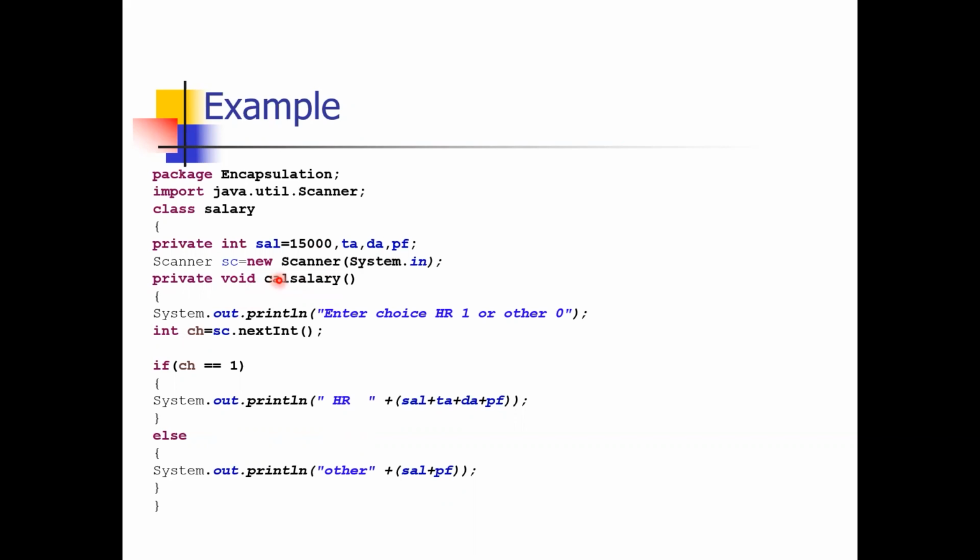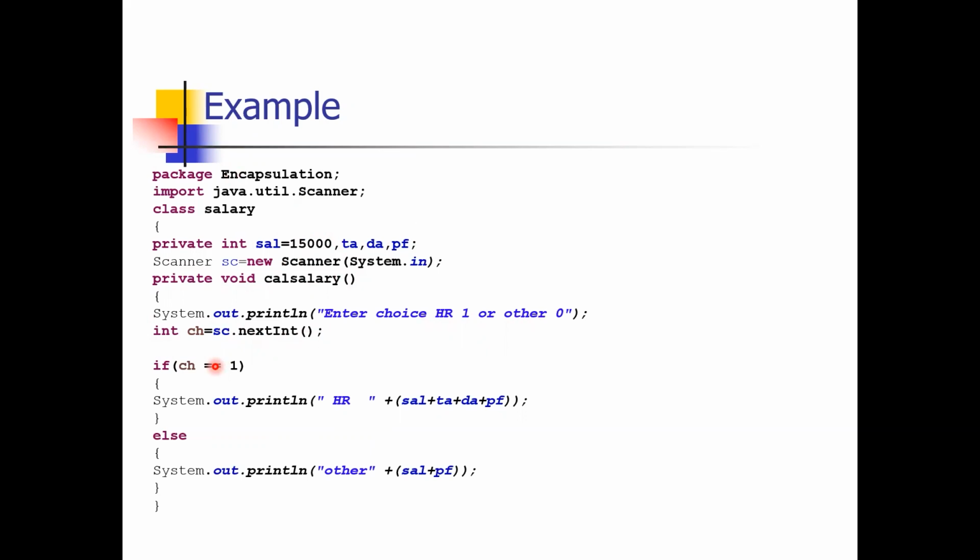Here, we want to calculate the salary of two types of person: one if it is HR, and another non-HR. So we have written the SOUT command: enter choice, one for HR and other for non-HR. Since we are again entering it from the user, the scanner we have already mentioned here. So take the parameter name, that is choice, ch. This is integer type, int ch equals sc.nextInt.